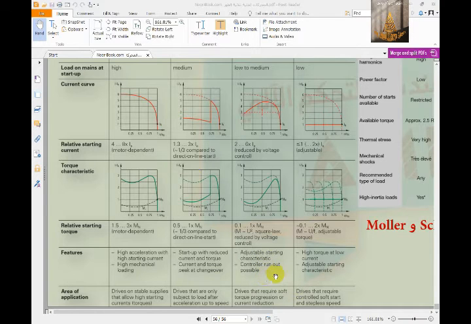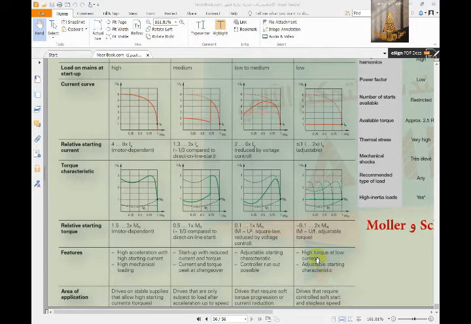Adjustable starting characteristic for the soft starter. Controlled run out possible. It's maybe rising up this curve to reach this place. It's according to me. Okay.